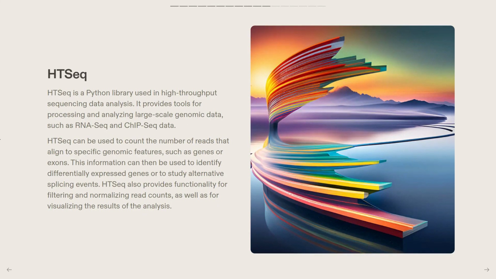HTSeq is a Python library used for high-throughput sequencing data analysis. It provides tools for processing and analyzing large-scale genomic data such as RNA-seq and ChIP-seq, and HTSeq can be used to count the number of reads that align to specific genome features such as genes or exons. This information can be used to identify differentially expressed genes or to study alternative splicing events. HTSeq provides functionality for filtering and normalizing your read counts as well as visualizing the results of the analysis.